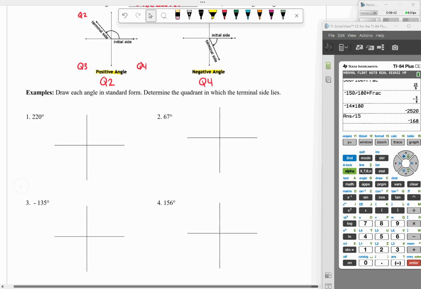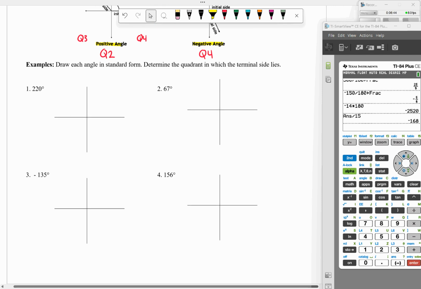Next, it says to draw each angle in standard position and determine the quadrant in which the terminal side lies. So for this one, since we're using degrees, what I would first do is label this as 0 degrees. We know halfway around our circle is 180 degrees. All the way around the circle is 360 degrees. So half of 180 is 90 degrees. So this would be 90, 180, and down here 270. So that would be going the counterclockwise direction.